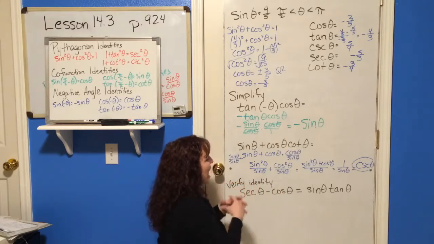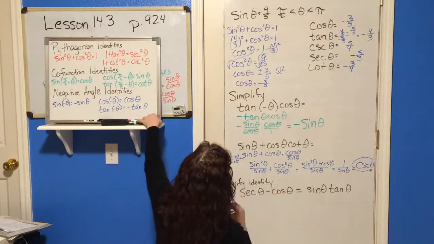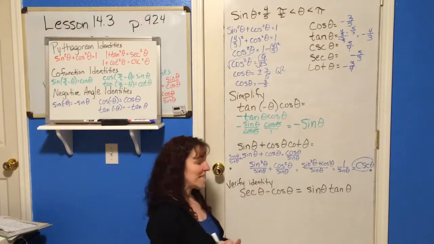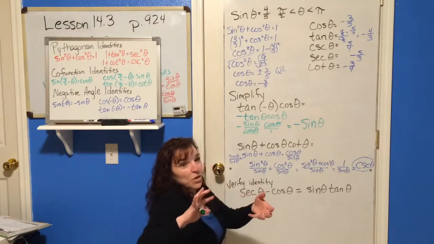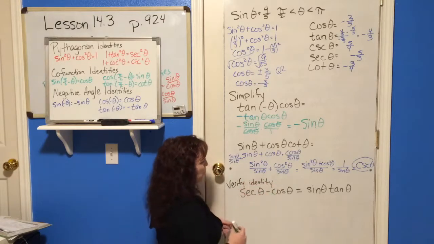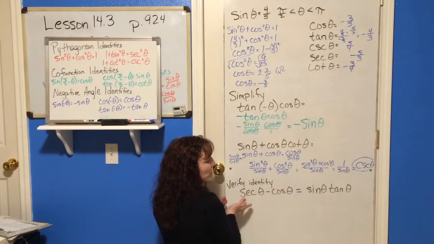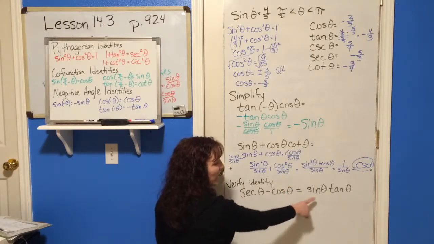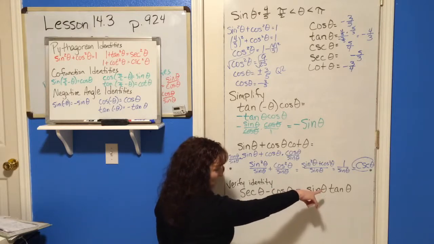All right? Then I'll have another set of problems that say verify this identity. What that means is this. And this is kind of where geometry plays a part, okay? Because you got to prove something. All right, here's how we're going to prove it. I'm going to give you an equation. I'm going to say secant of theta minus cosine of theta equals sine of theta times tangent of theta.